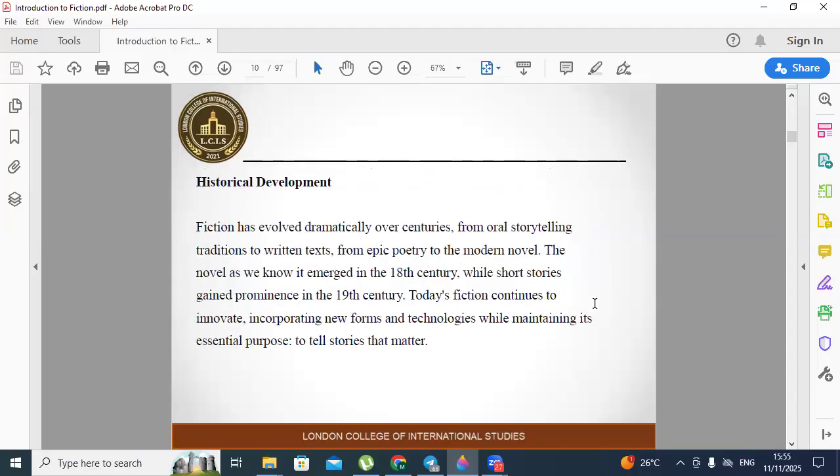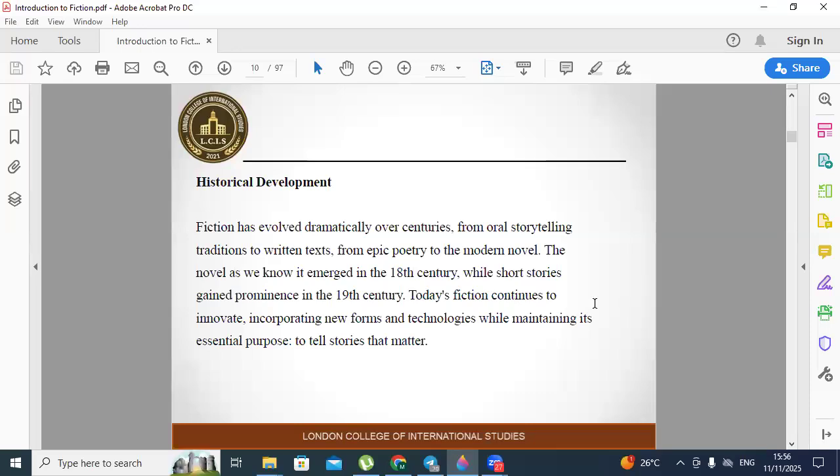Historical development. Fiction has evolved dramatically across centuries. Understanding this evolution helps us appreciate contemporary forms. Fiction doesn't begin with the novel, it emerged from ancient oral storytelling traditions. Epic poems like the Odyssey, folk tales passed through generations, religious narratives explaining existence. These established narrative patterns still influencing contemporary fiction. Written texts gradually replaced oral performance.